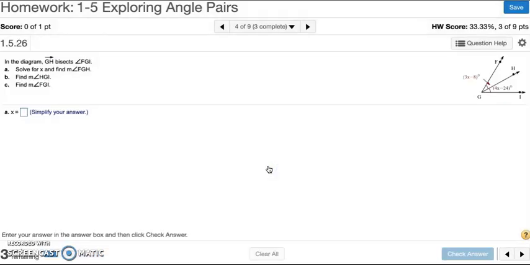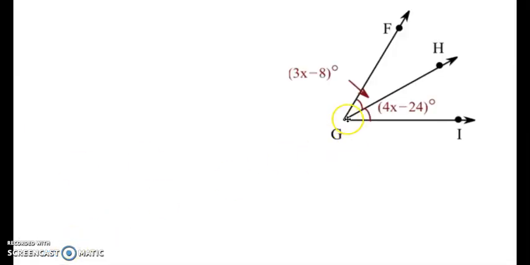Number 4. In the diagram, ray GH bisects angle FGI. So we need to solve for x to find the measure of FGI and use that to find the measures of HGI and FGH. So let's do that. When we're told GH bisects FGI, it means it's cutting it in half into 2 equal parts. That's what bisecting means. So each of these angles are equal in measure. So we can set the two expressions equal to each other and solve for x.